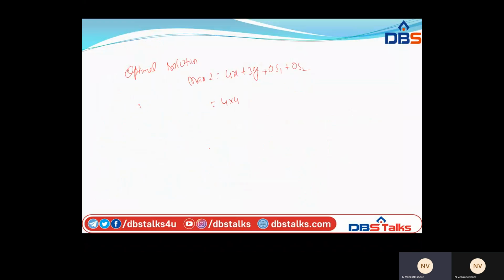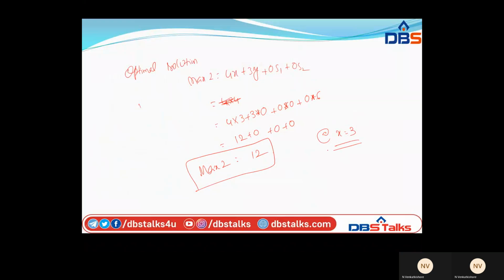Then substitute this: 4 into 3 plus 3 into y. Is there any value of y? No. Plus 0, S1 value is also no. Plus 0 into S2 value is 6. Substitute this: 4 into 3 is 12 plus 0 plus 0 plus 0. So finally, maximize z is equal to 12 at x equal to 3. This is the final equation we found here.